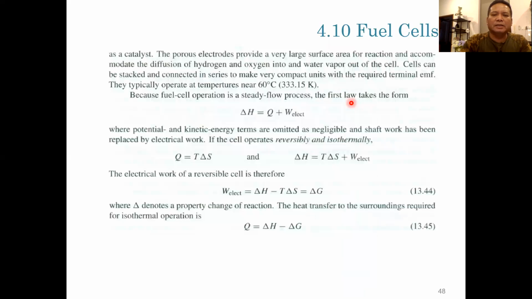Somehow, this shows you how we can calculate the heat or power from the fuel cell. Delta H equals Q plus work by the electricity. Q, the heat produced, is T delta S, easy, since the temperature is constant. Then delta H can be calculated using this equation, adding Q, which is T delta S, and the work by the electricity. For a reversible cell, the work by the electricity is equal to delta G.